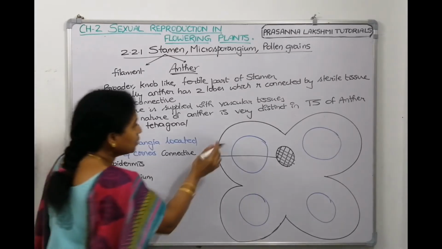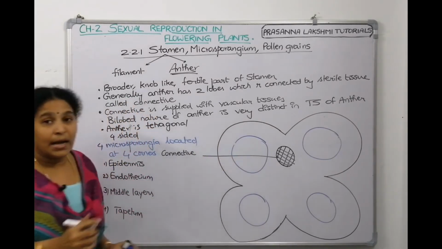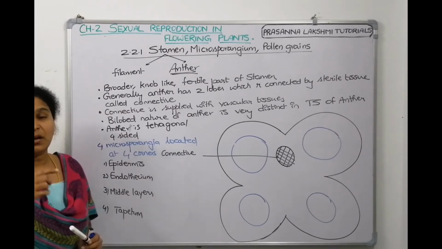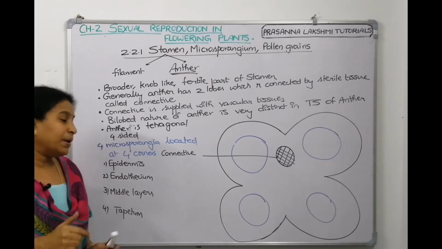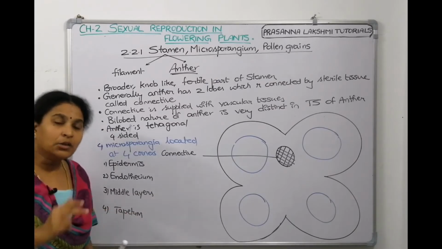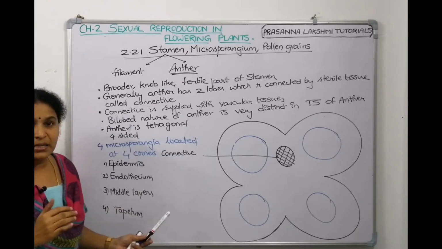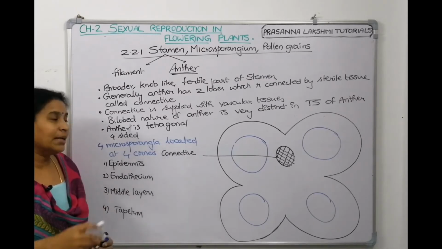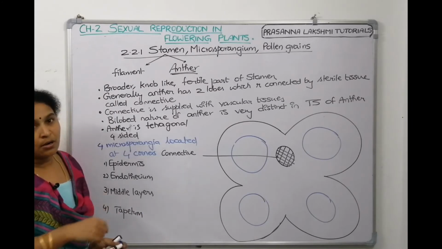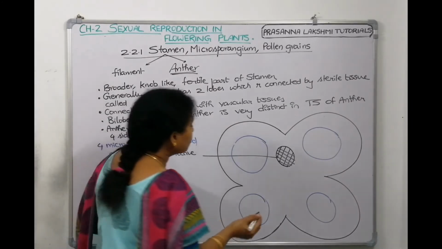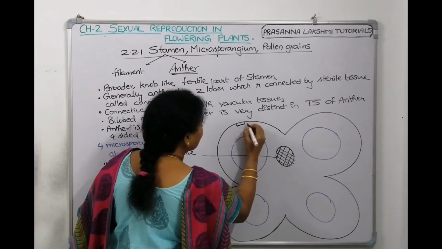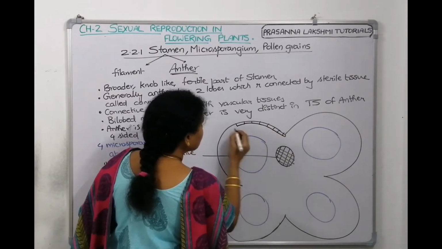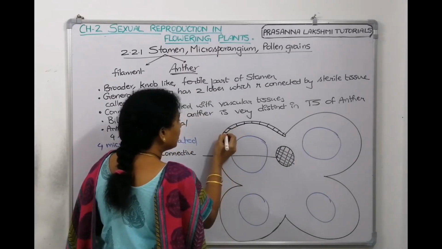So from here to here is an anther wall. The anther wall is made up of 4 layers. The outermost layer is called epidermis. Inner to the epidermis is endothelium. Inner to endothelium are the middle layers, and the innermost layer, which is enclosing the sporogenous tissue, is called tapetum. Quickly let us draw all the layers, right? If we have to show the epidermis, we told epidermis is single layered barrel shaped cells, right? So this is epidermis.